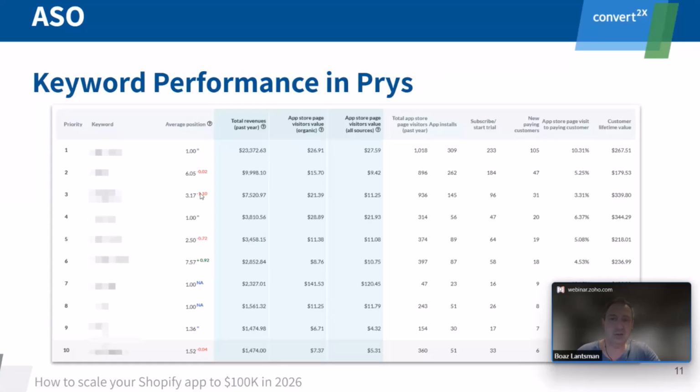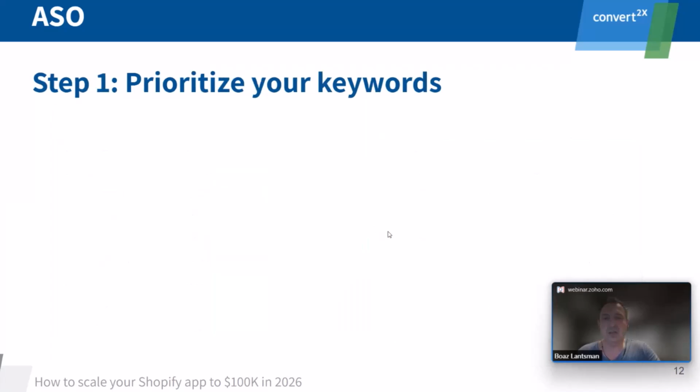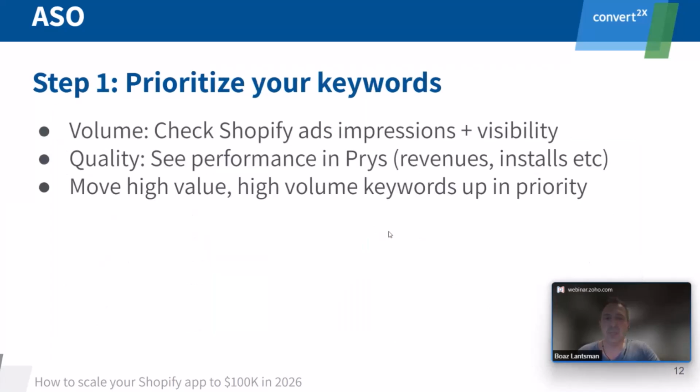I had to cover the keywords because this is a real app, but you can see for each keyword how much revenues it had. And you can see App Store visits, installs, subscriptions, new paying customers, conversion rate, and lifetime value. And some other things, but this is the important part for the value. So you want to see how well they convert and how much revenue you got from each keyword. So this together with the volumes lets you see what are the best keywords to target in terms of volume and value. So you can move up the ones with high quality and high volume in priority.